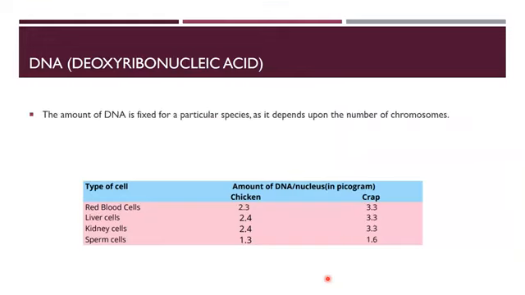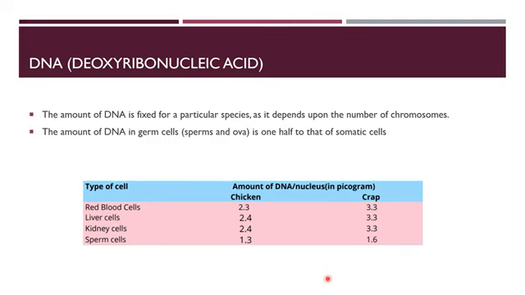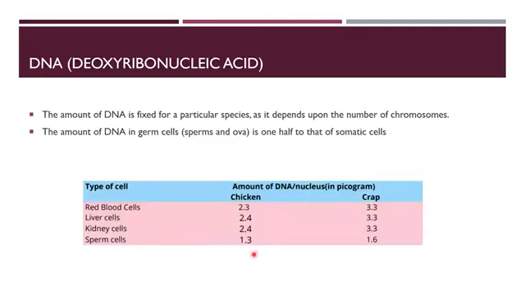The amount of DNA is fixed in a particular species, and in every cell the amount of DNA is the same, but in the germ cells it is half. As you can see here, in chicken and in carp, in the normal cells and in the germ cells, you can observe a clear-cut difference of about half the DNA.